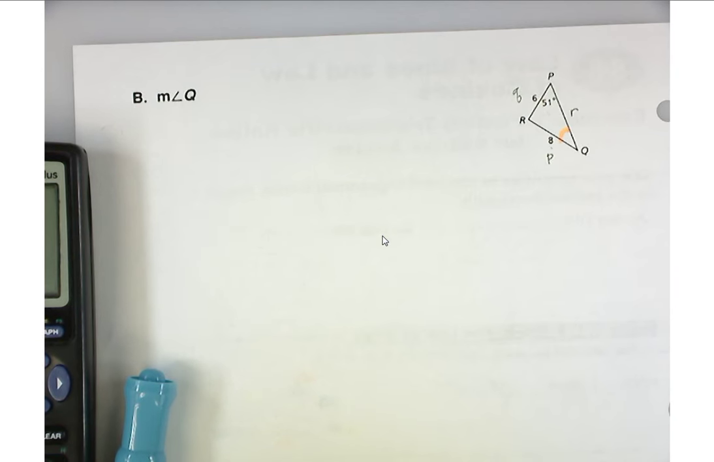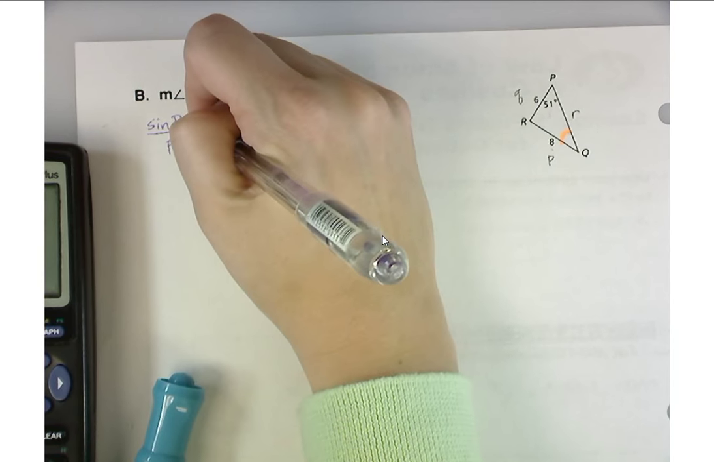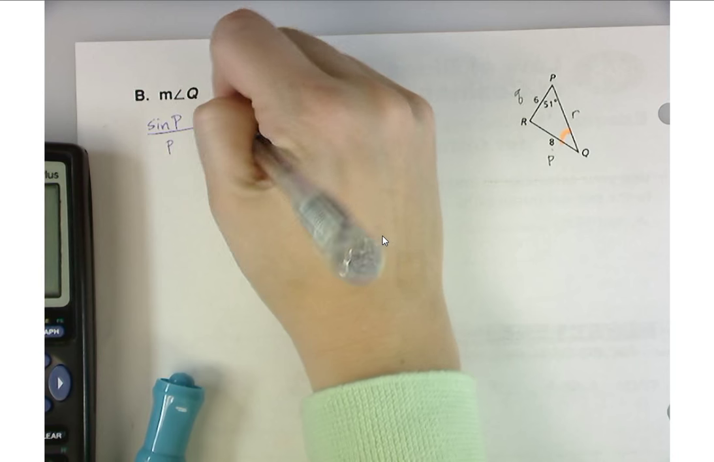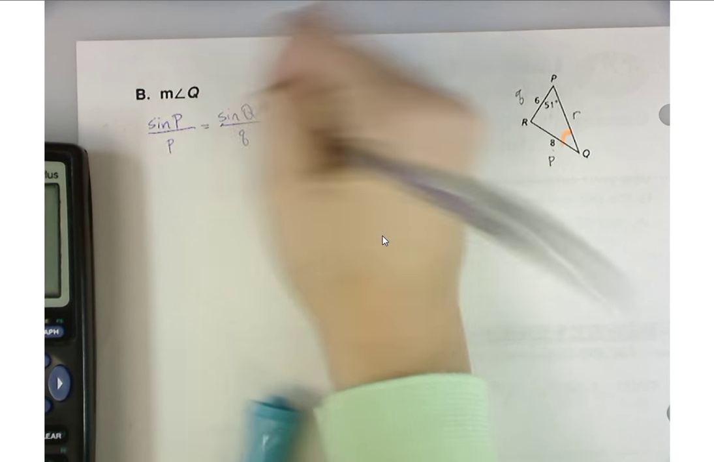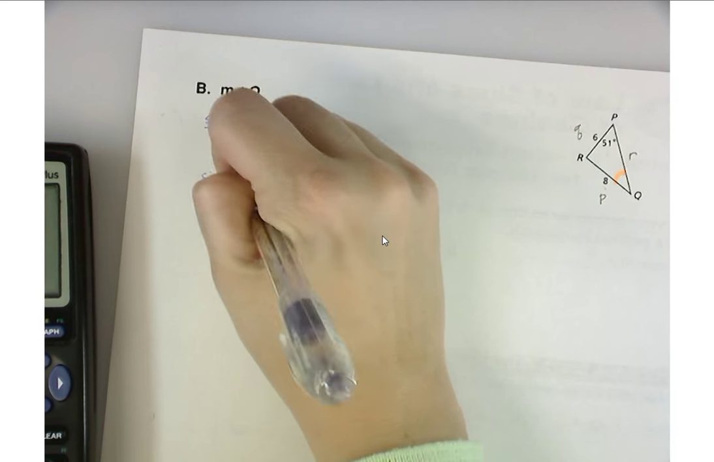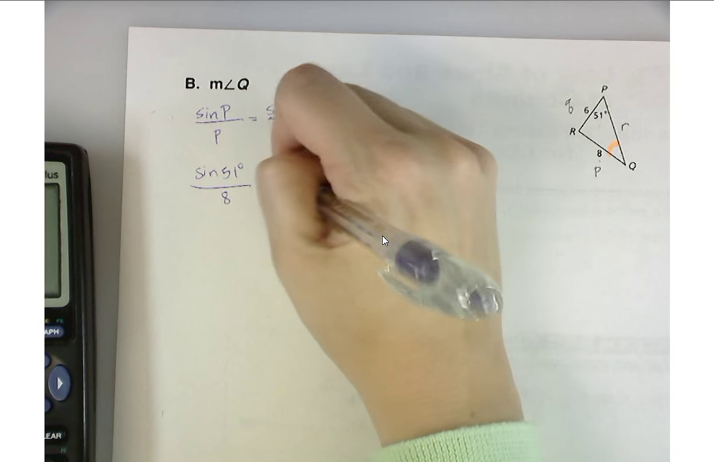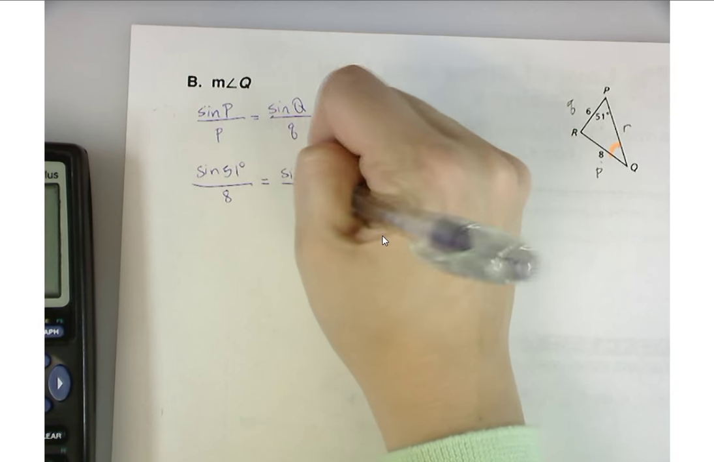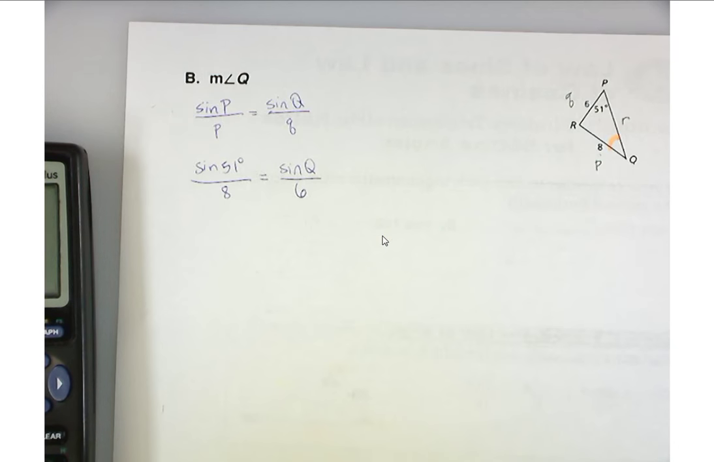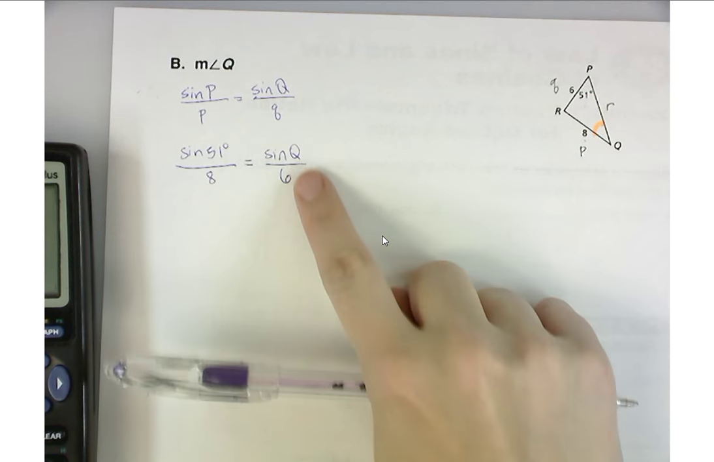Okay, so then what we're going to set up is the sine of P over lowercase p equals the sine of q over lowercase q. Okay, so for P I have 51 degrees and 8. We don't know the sine of q, we're going to find that, and then 6. So in this case, we're finding an angle measure. Okay, we're trying to find an angle measure.